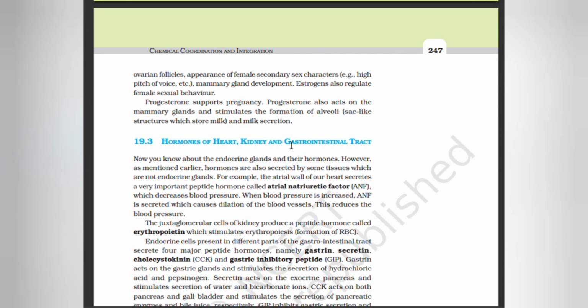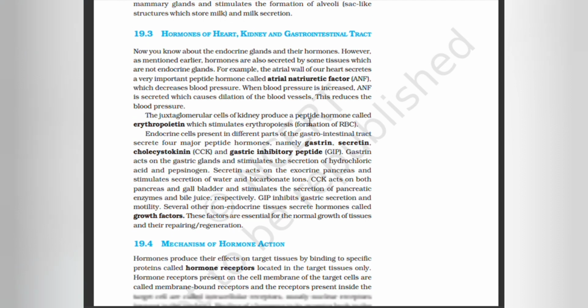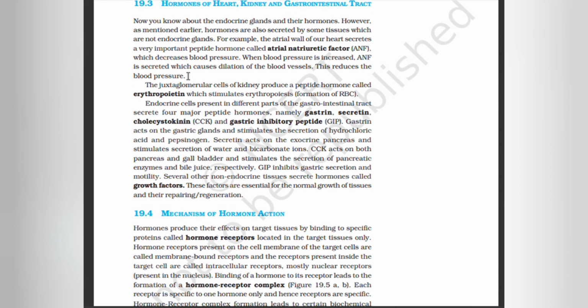Hormones of heart, kidney, and gastrointestinal tract. Now you know about the endocrine glands and the hormones. However, as mentioned earlier, hormones are also secreted by some tissues which are not endocrine glands. For example, the atrial wall of the heart secretes a very important peptide hormone called atrial natriuretic factor, which decreases the blood pressure. When blood pressure increases, ANF is secreted, which causes dilation of the blood vessels. This reduces the blood pressure.